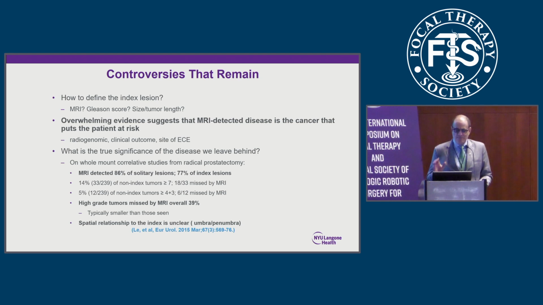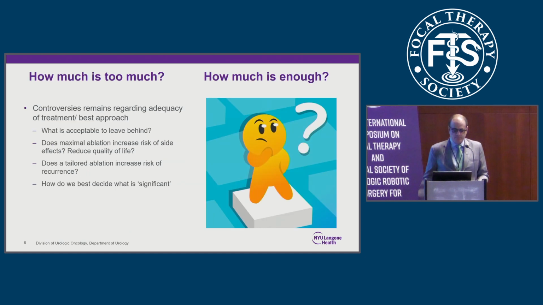But of course, what you have to realize gets back to the question we'll talk about. Where are those small high-grade foci? Are they within the halo of the dominant index lesion? That wasn't really discussed in this paper. And how clinically significant are they simply because they're Gleason 7? The other controversy, of course, is how much is too much? How much do we need to treat? And I think this will be an interesting question going forward.